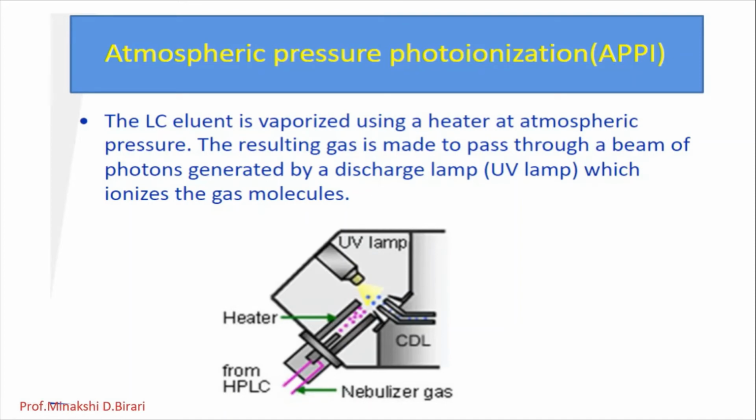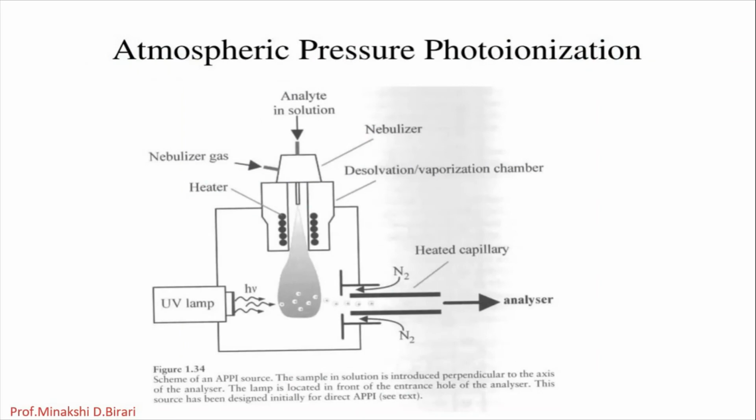Now let us see the methodology. Here also the eluent comes from the chromatographic column. The eluent, that is analyte plus solvent, comes out from HPLC or LC and enters into a heated capillary tube. Then the nebulizing gas and heated capillary tube form the droplets of analyte and sample.